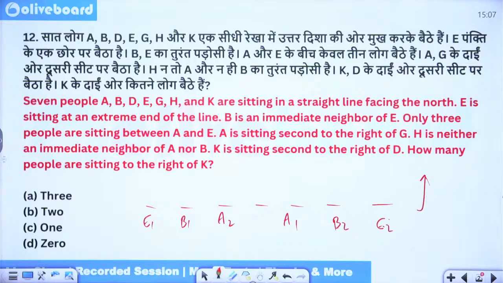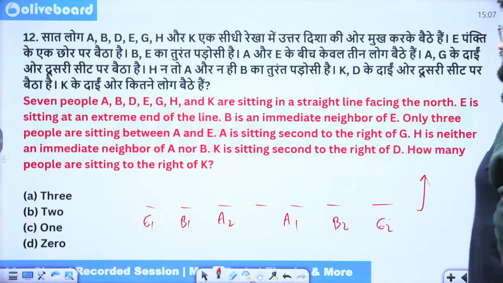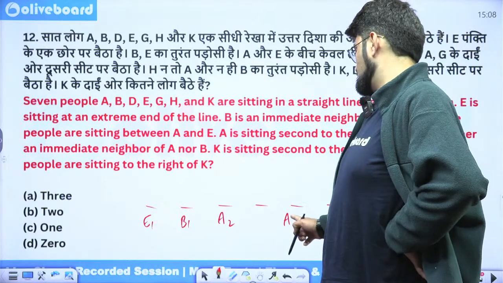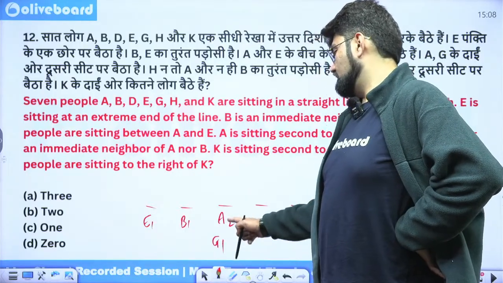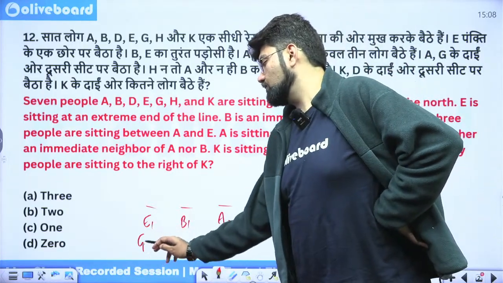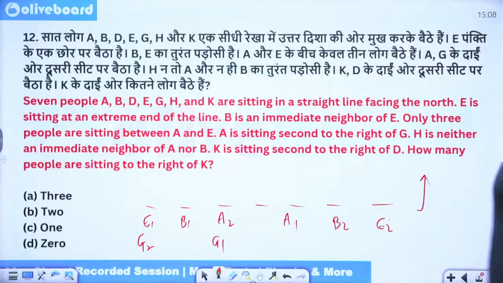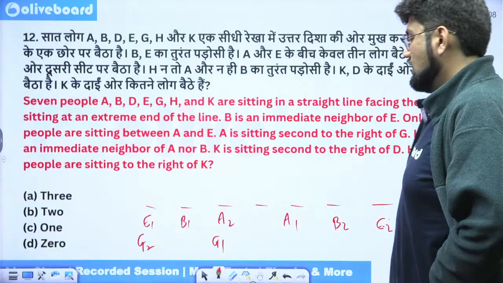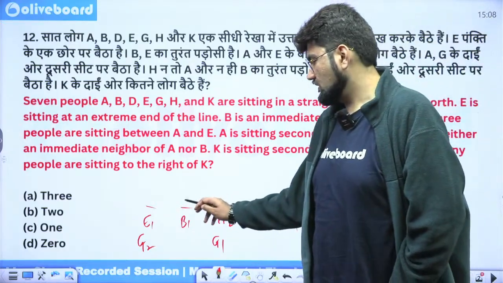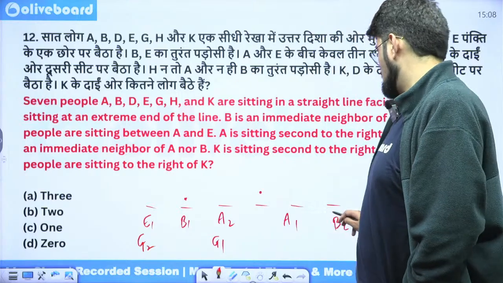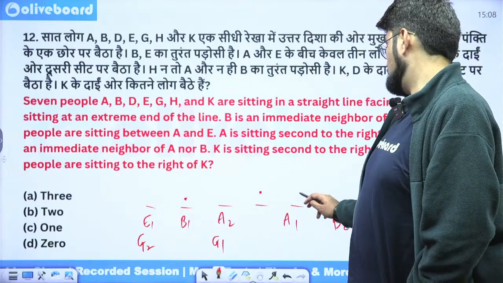A is sitting second to the right of G. So if this is A1, second to the right of G, so this is G1, and this is A2, this is G2. Now, H is neither an immediate neighbor of A nor B. Now just look at the part 2, okay. Part 2 has how many blanks here? Here, here and here, correct?